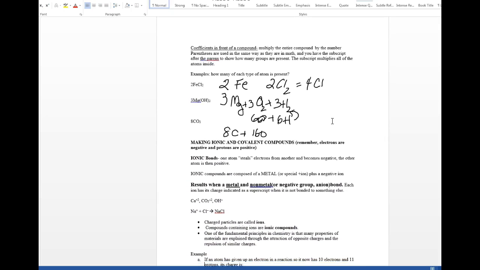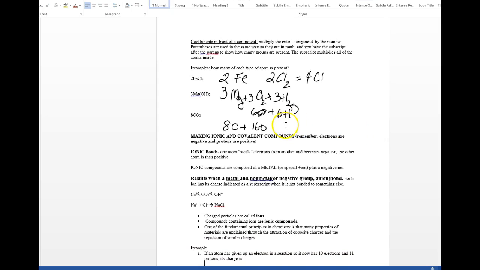Okay, so when we go into making these bonds, the main thing we have to remember is electrons are negative, protons are positive. So with an ionic bond, one atom steals electrons from another and becomes negative, and the other atom is then positive. Ionic compounds are composed of a metal, which is usually the positive ion, plus a negative ion, which is the anion.